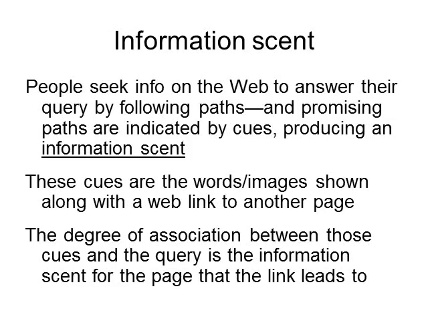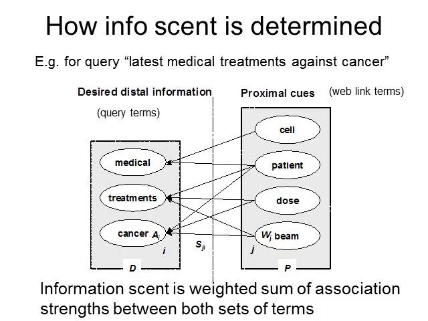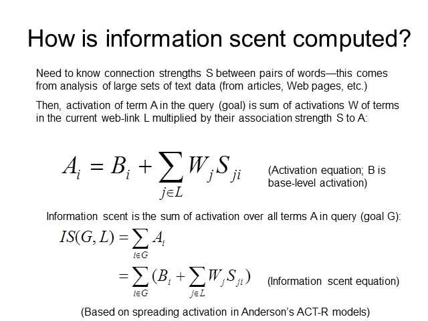So if we have a particular query, for instance, latest medical treatments against cancer, then here are the important terms in that query. And then we're looking at a particular description of a web page that we could jump to, and we see these words in the description of that page. To figure out the information scent of this page for this query, we look at the association strengths between all of those terms and add that all up to figure out, okay, here's how strongly this particular page smells of the kind of information that I'm looking for in answer to this query. So that's just a sum of all the activation strengths. And this comes from John Anderson's ACT-R models of spreading activation.